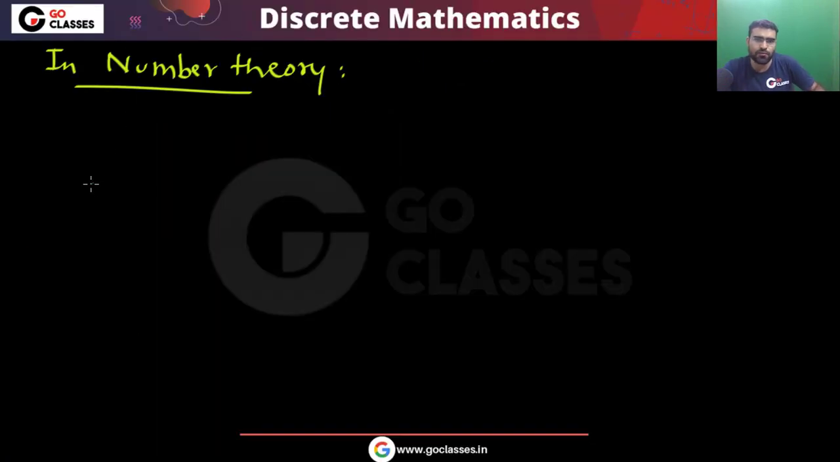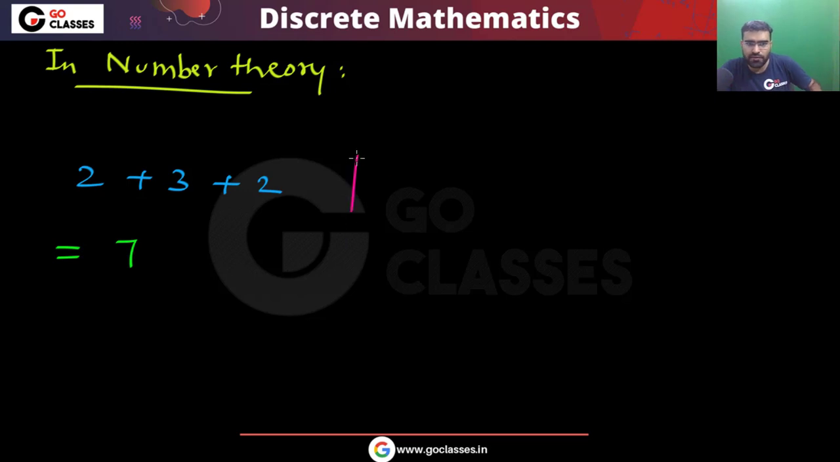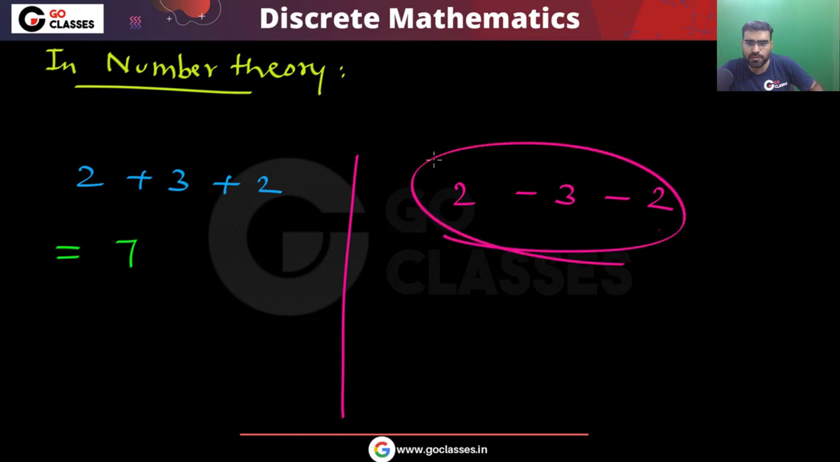Let's see another example, one example from number theory. If I give you this expression, 2 plus 3 plus 2, now there is no ambiguity. If I ask you what the answer is, you will immediately say that the answer is 7. But if I give you this expression, 2 minus 3 minus 2, now there is ambiguity. What is the ambiguity?